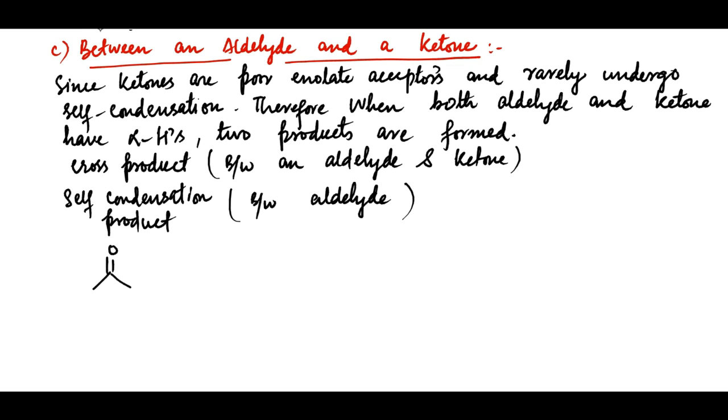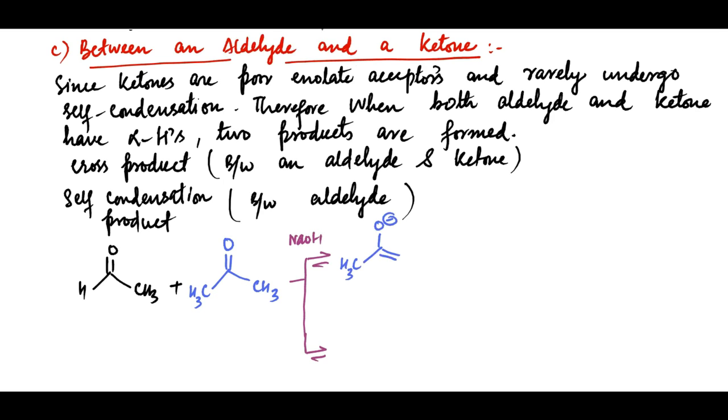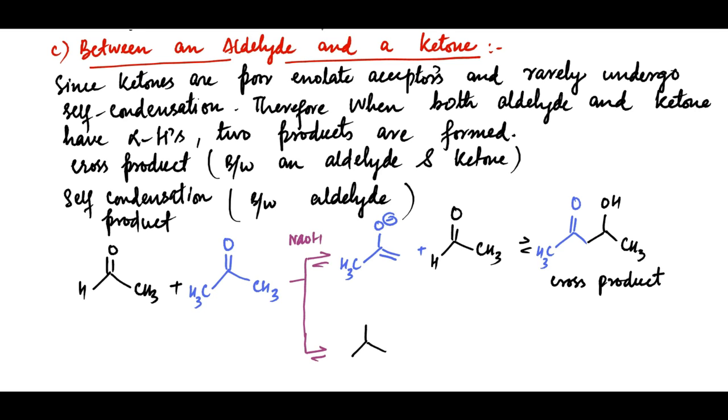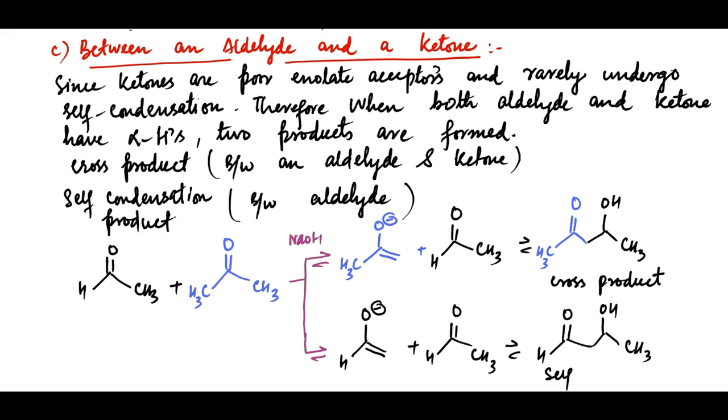Consider, for example, cross-addition between acetaldehyde and acetone. In the presence of the base sodium hydroxide, the enolate of acetone adds to acetaldehyde to form the cross-aldol product. The enolate of acetaldehyde can add to its precursor to form the self-addition product.